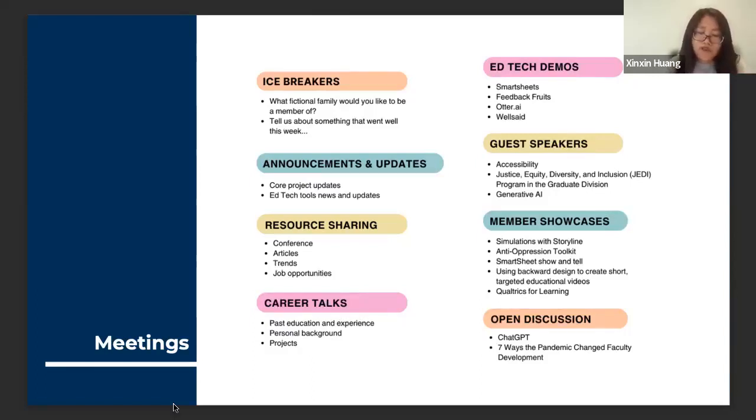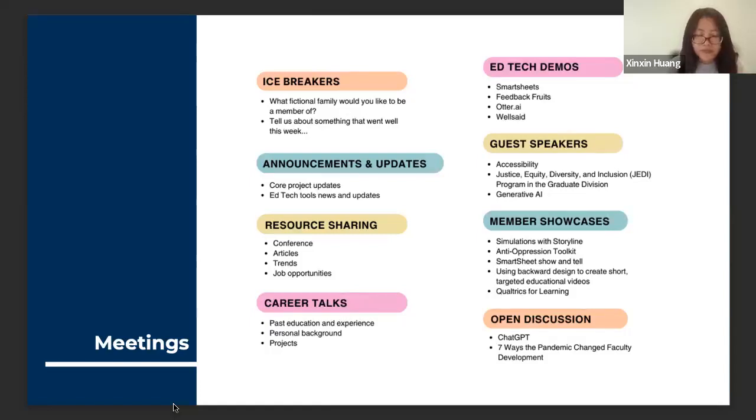We also invite vendors and experienced users to showcase innovative tools and technology for teaching. Through those demos, members learn about new tools and features, and discuss different use cases to enhance learning. One recent example is Feedback Fruits. We also invite guest speakers to address topics that are of interest to our members. In a recent session, we had a guest speaker discuss generative AI, providing insights and expanding our knowledge in this field.